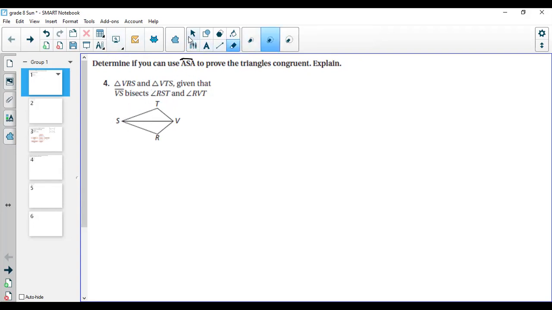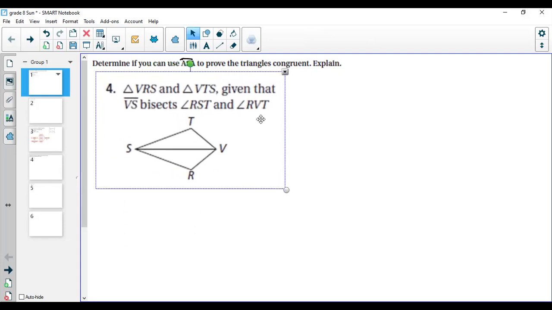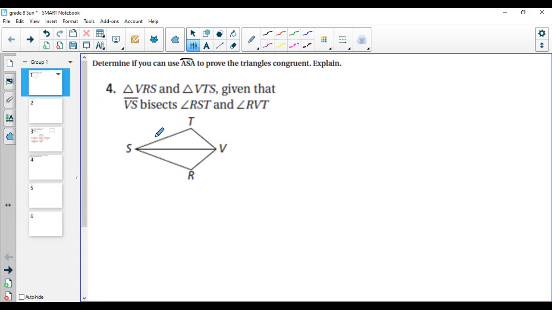The picture is not clear, I think. I don't know. Let me make it a bit bigger. Okay. Now, because line VS, it has bisected which angle? See this middle letter. This middle letter is the angle which we are talking about. So angle S. So it has divided the angle in two parts. Now I could say this angle is equal to this angle, right?